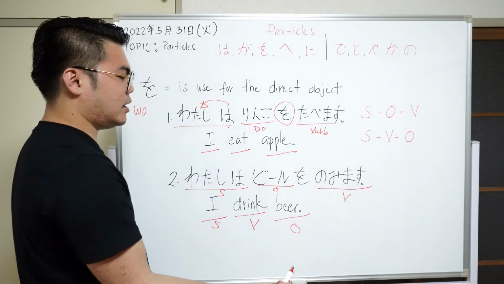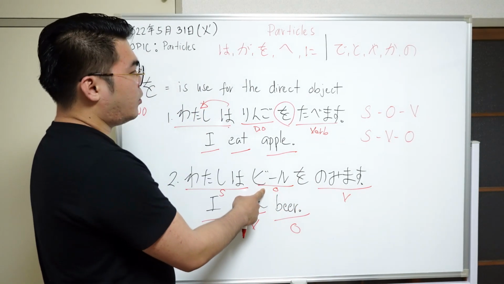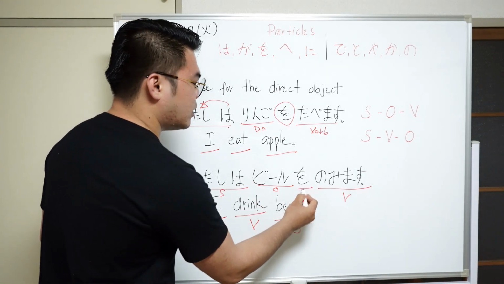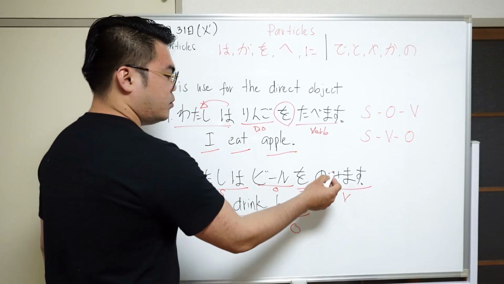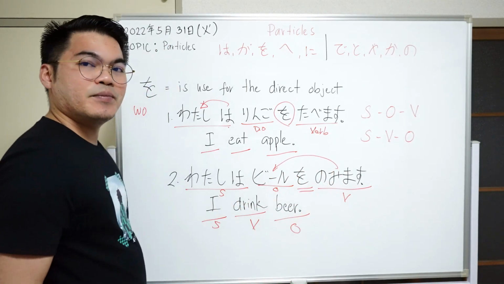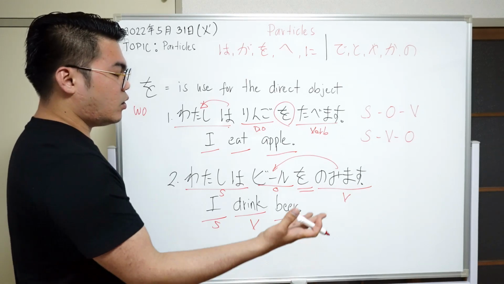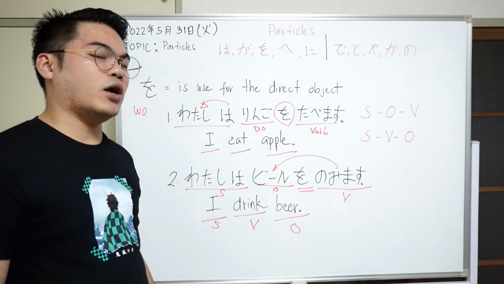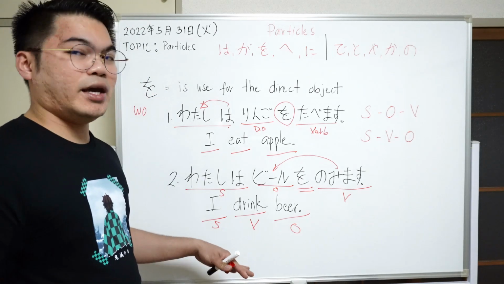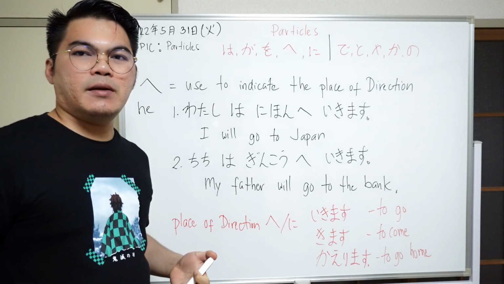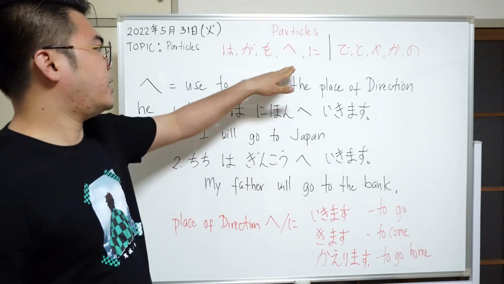And to indicate the direct object of the sentence, we use the particle o. Biru o nomimasu. Nani o nomimasu ka? What do you drink? Biru o nomimasu. I will drink beer. So do you understand? Our next particle for basic Japanese is particle e.